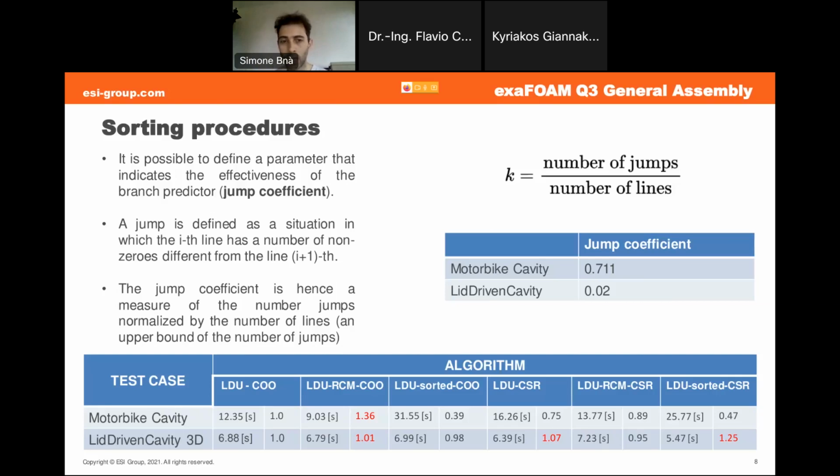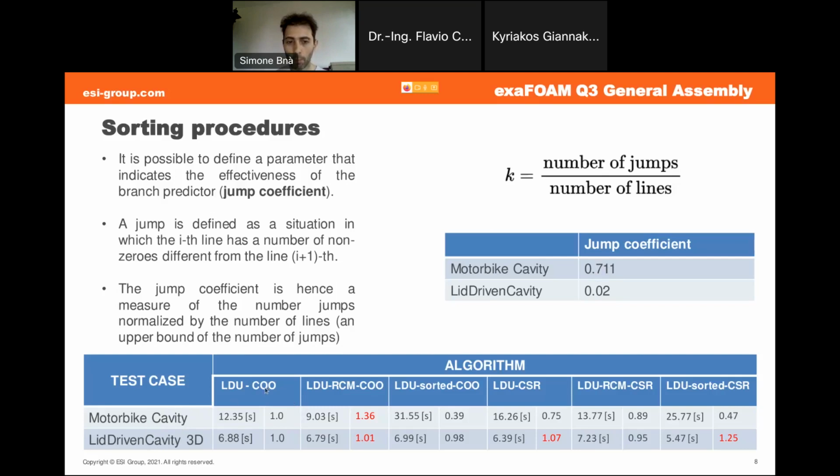We computed this jump coefficient for two very famous benchmarks in OpenFOAM: the 3D lid-driven cavity and the 3D motorbike. This is a mistake, there is no cavity, motorbike. What you see is that the jump coefficient is very different for the two cases. Lid-driven is very low, 0.02. In the motorbike, you have this very high number, 0.711.